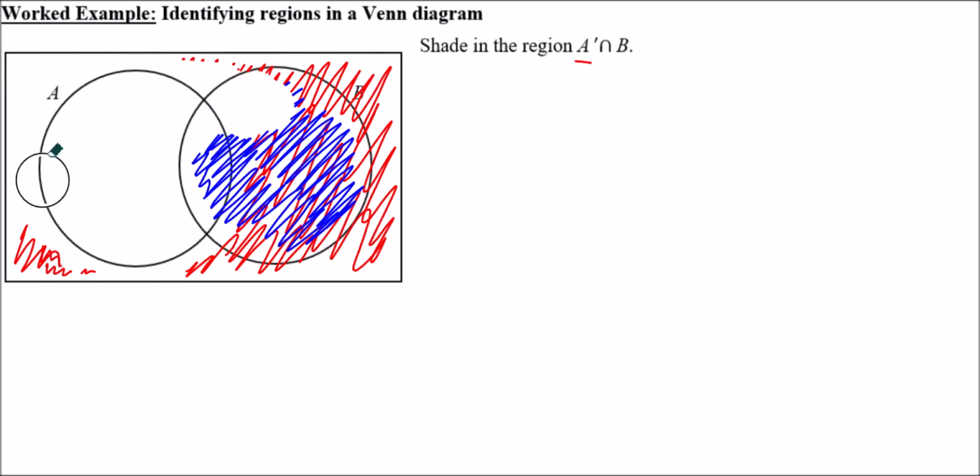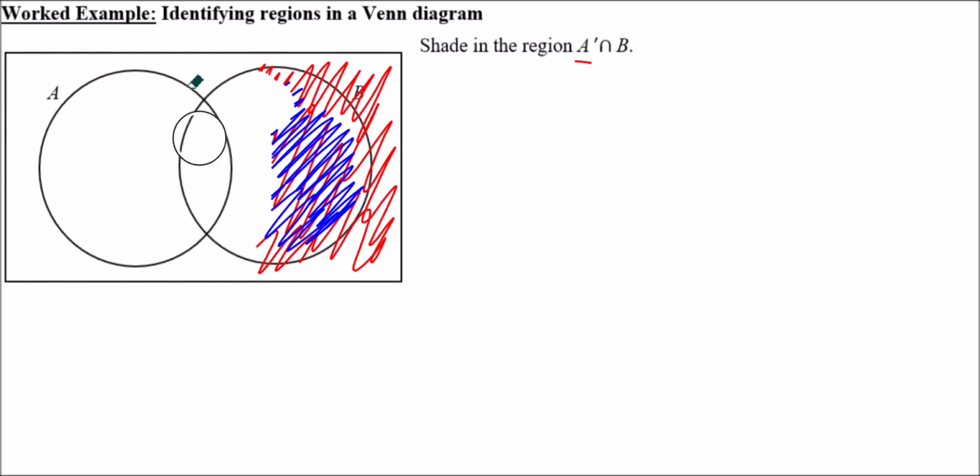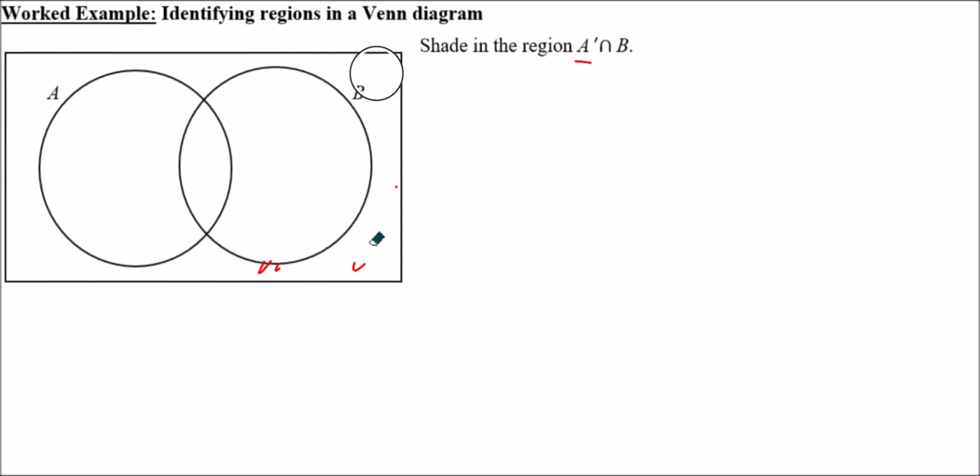So I'm just going to make that look a bit neater for us. So I'll get rid of all this colour and shade it in looking a bit nicer. So the region A dashed intersection B would look something a bit like this. So it's all of this circle B on the right-hand side of itself without the overlapping bit with A.